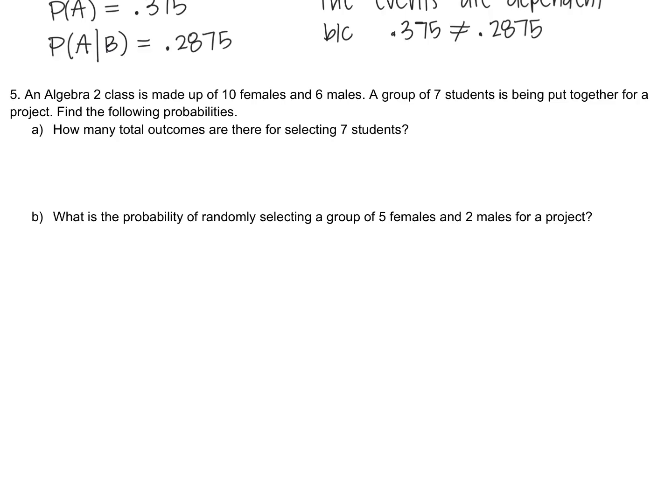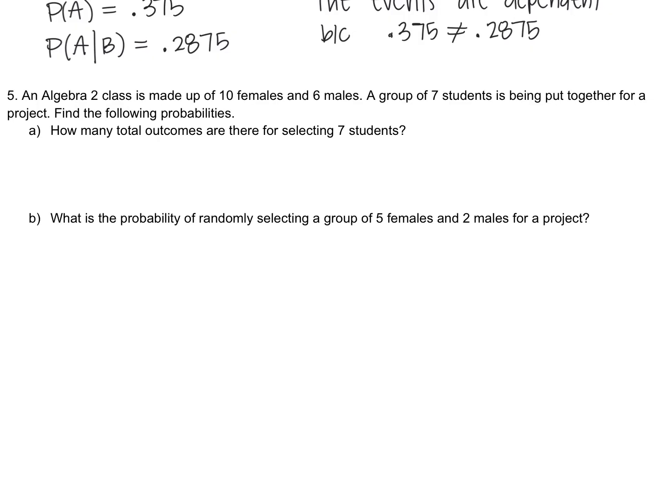Next one is an example of combinations. So we have an Algebra 2 class made up of 10 females and 6 males. A group of 7 students is being put together for a project. We want to know how many total outcomes are there for selecting the 7 students. So we first have to find the total number of students, of which there are 16. So of those 16, we are choosing 7.